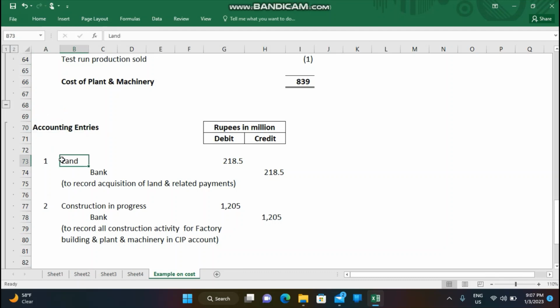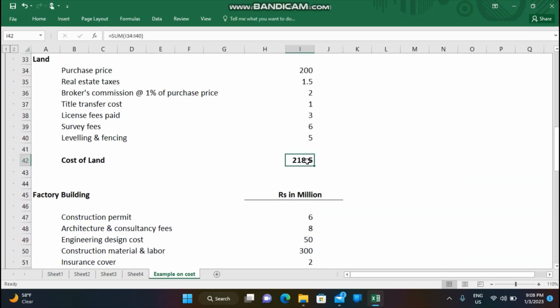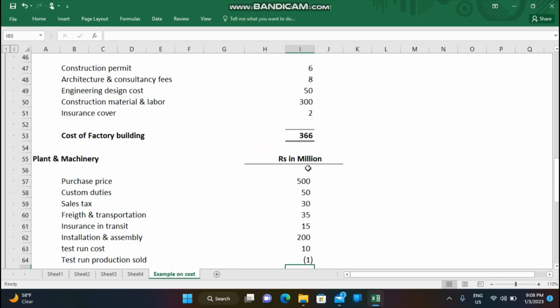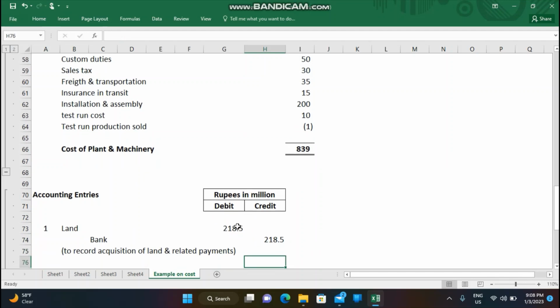For example, the first one is the acquisition of land. We computed the cost of land, which is 218.5 million in the first part of the example. This will be recorded as a fixed asset. Land itself is a fixed asset, and we'll debit the land account and credit the bank account. We are assuming that all these payments are done from the bank account. So the first entry is for the acquisition of land and the related payments. This is a simple entry: fixed assets will be debited and bank account will be credited.